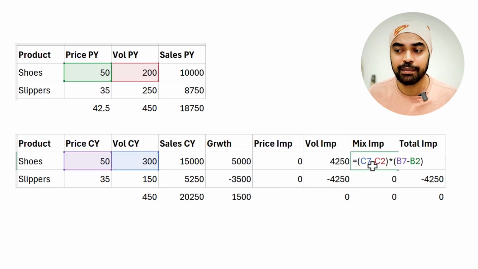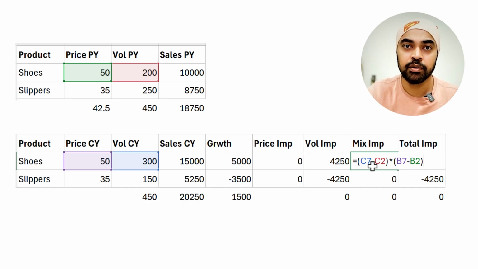Now comes the mix impact. Mix impact is where you find out how much the price has grown, how much the volume has grown, and then you multiply the two.